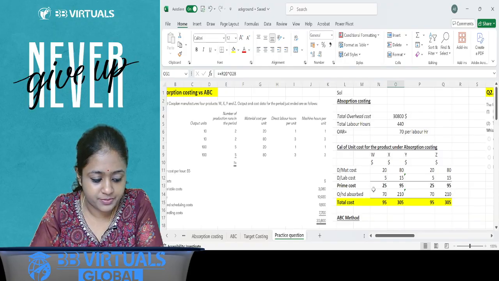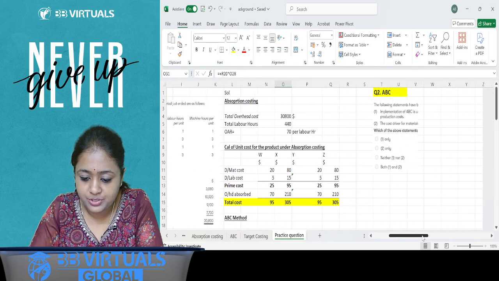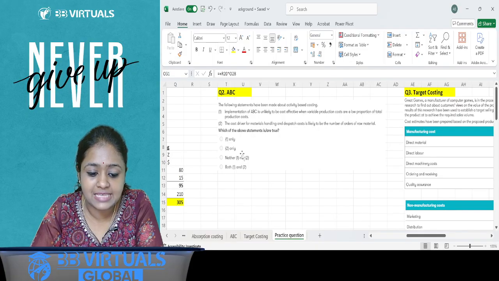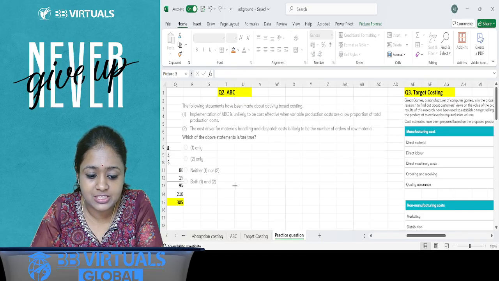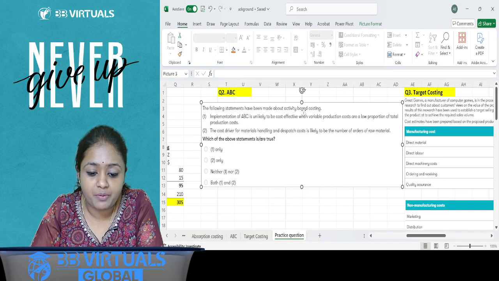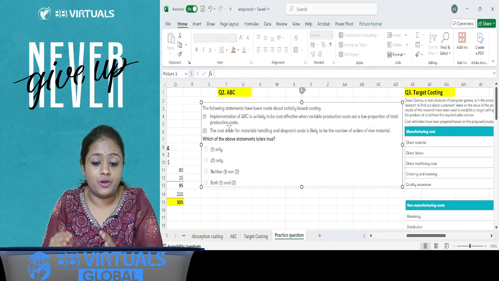Let's do another question. Let's do this question. Question 2, ABC. Again, one more question. Let's have a discussion. I do hope that all of you are able to answer this question. The following statements have been made about activity-based costing. Implementation of ABC is unlikely to be cost-effective when variable production costs are a low proportion of total production cost. Make this point very, very clear.